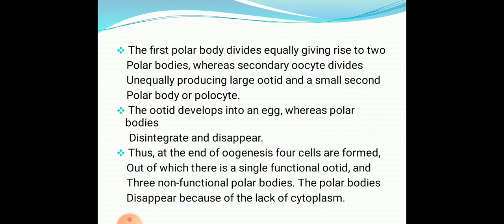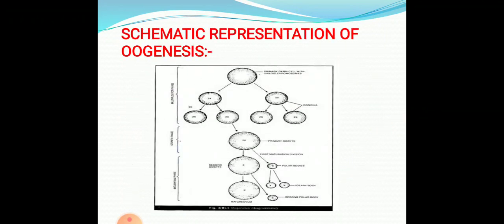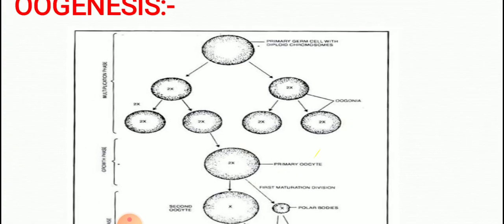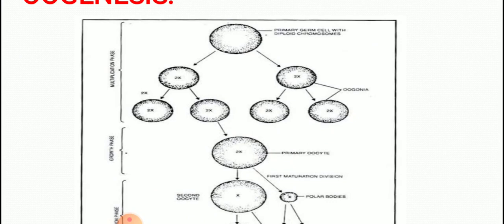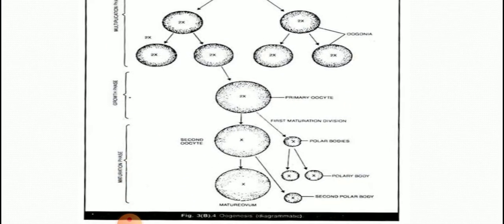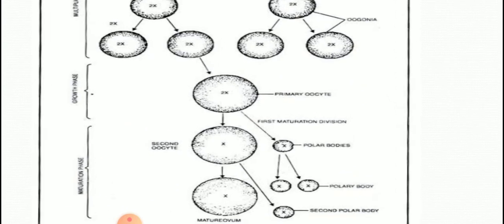The polar bodies disintegrate or disappear because of the lack of cytoplasm. So this is the oogenesis process, and you can see it clearly in the next slide, the schematic representation. The first one is the germinal cells or primary germ cells with a diploid number of chromosomes, and this undergoes mitotic division. That process is called the multiplication phase, and some cells enter the growth phase, grow in size, and are called primary oocytes.